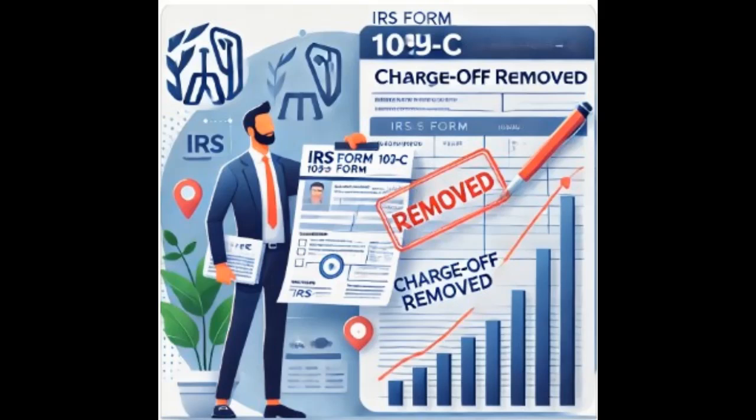Building credit and financial stability. Understanding and using tools like the 1099-C is essential for improving your credit score and financial future. Removing charge-offs is an important step toward building assets and achieving financial goals. Conclusion and next steps. This educational content aims to empower you with knowledge about the 1099-C and its role in charge-off removal. By leveraging this form, you can take actionable steps to enhance your creditworthiness.